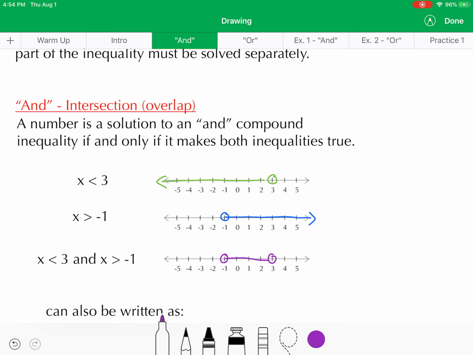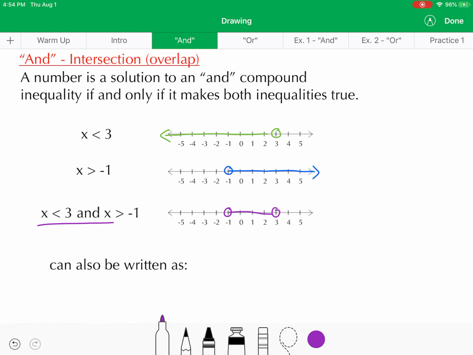Those are therefore solutions to this particular inequality. Now, in addition to being able to write the inequality like this, you could also represent it with the following notation. So there's two ways that an and compound inequality can be written. The first we saw was with the word and, and the other is a slight shorthand version without the word and.